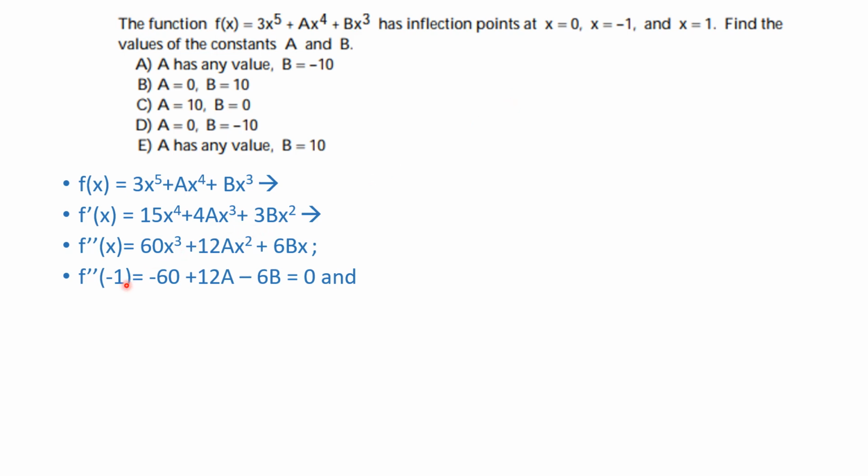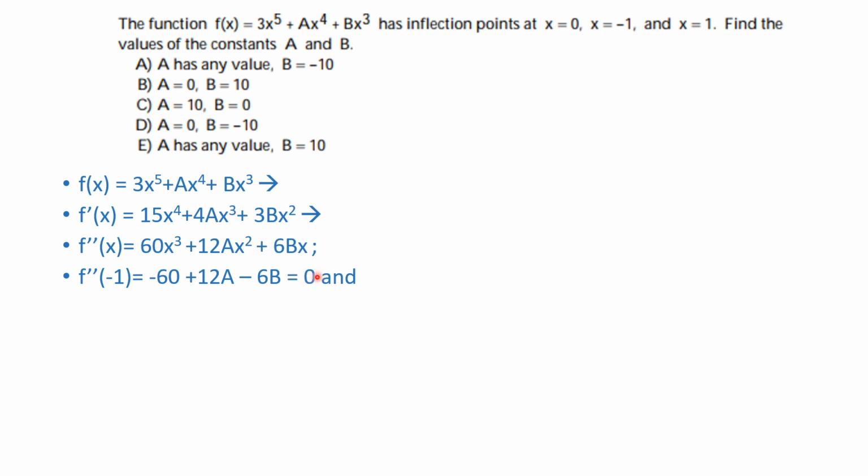So we start with -1. So f double prime of -1 equals, we have 60 multiplied by -1 to the power 3, that will give us -60, plus we have 12a multiplied by -1 squared, that's going to give us 12a without changing the sign, and then we have 6b multiplied by x, and x is -1, so we will have -6b, and that's why we're subtracting it. That's equal to 0.